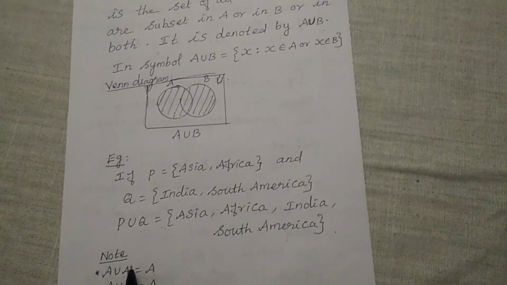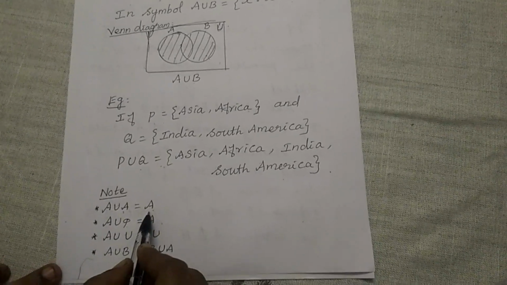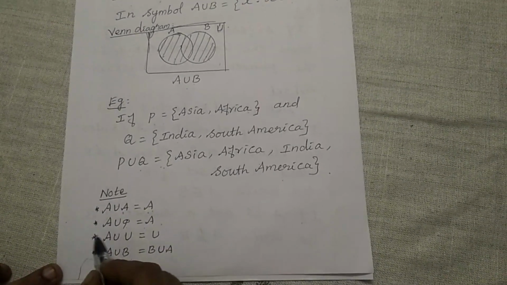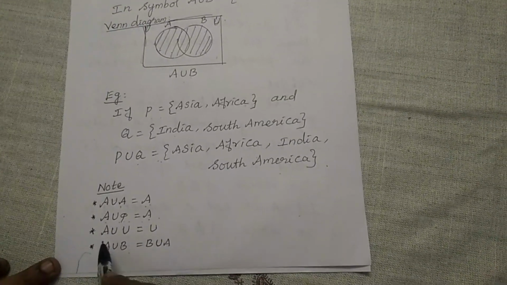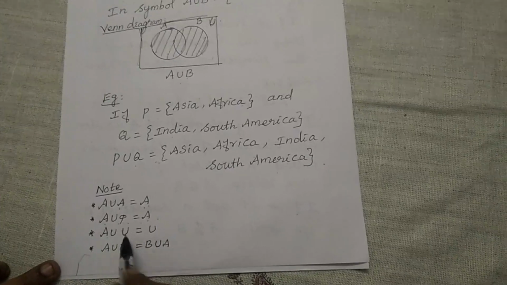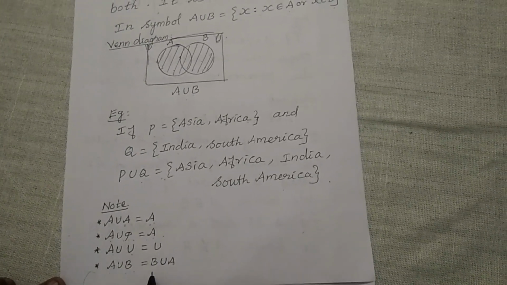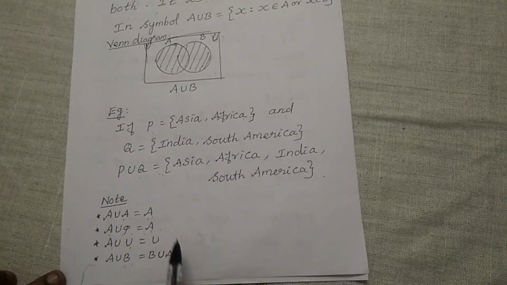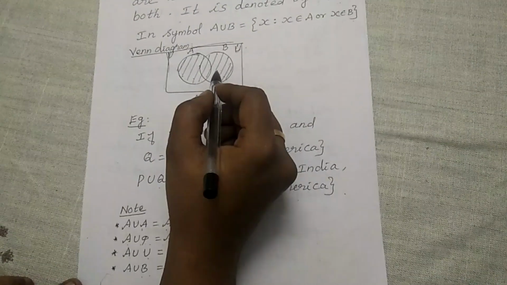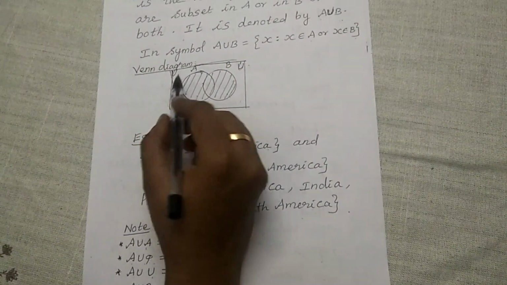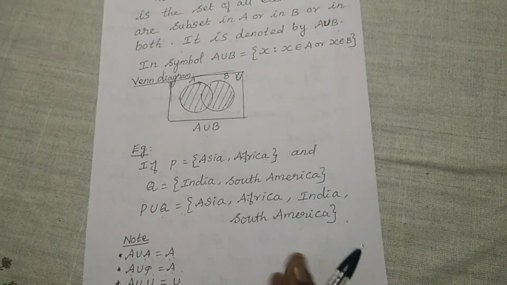Then one note is given. A union A is equal to A only. A union empty set is equal to A. A union universal set is the universal set. Then A union B is equal to B union A. Both give equal values. Suppose we give B first, then the shaded portion will be the same.